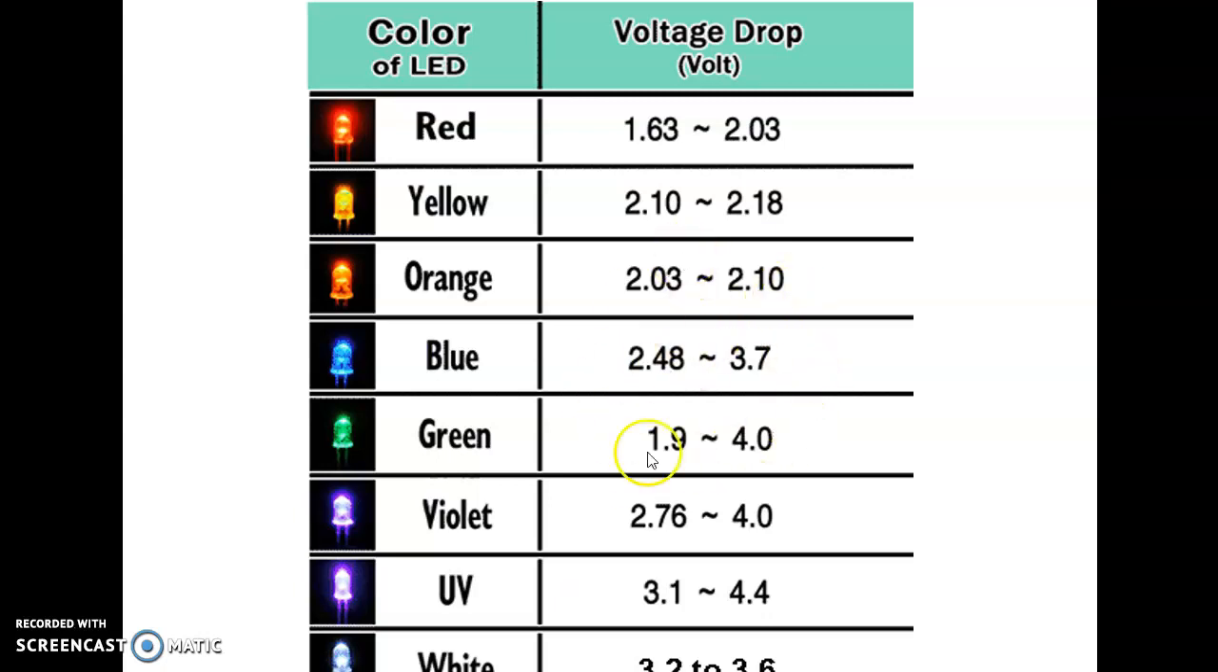One thing I want to discuss about LEDs is the LED voltage drops. Please remember, an LED doesn't need only 0.7 volt. It needs a voltage depending upon the color. So you can see a white LED takes around 3.6 volt to turn on.